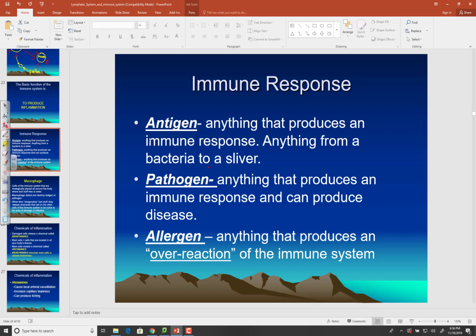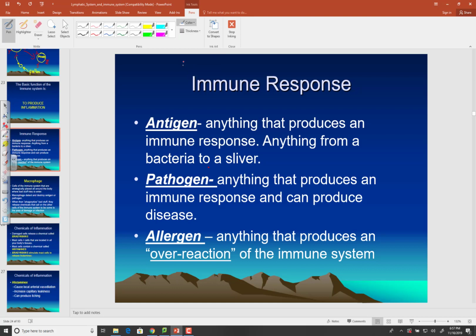Antigen. An antigen is anything that produces an immune response. So it could be a little small protein floating around in your blood, or it could be a big old bad bacteria, right? Anything that produces an immune response is an antigen. Pathogen, by definition, really is an antigen, but the difference is that this antigen can produce disease, hence the pathogen. And we know that the two big antigens or pathogens that nurses tend to deal with are viruses and bacteria. When you take microbiology, you'll learn all about that.